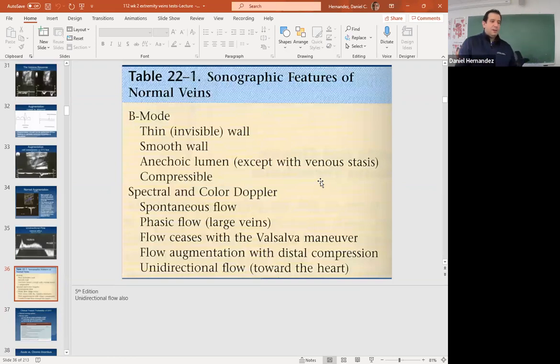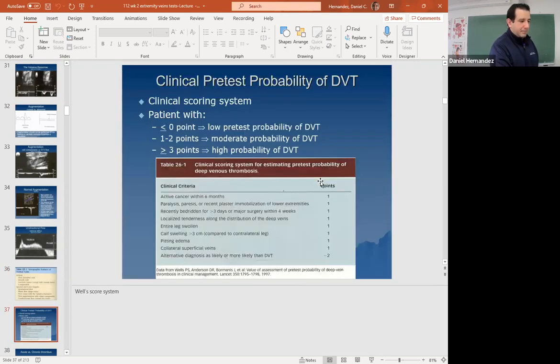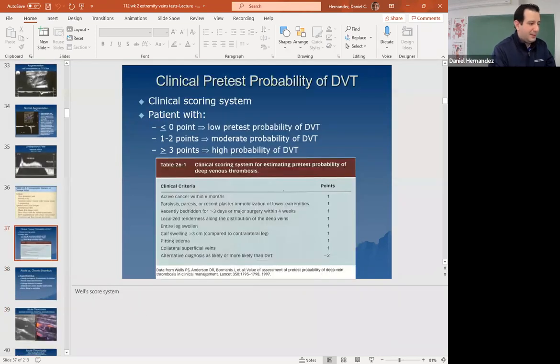This chart just shows normal sonographic features of normal veins. This was, again, that scoring chart for testing the probability of a patient potentially having a DVT. I'll be perfectly honest, this really isn't utilized in the clinical setting.